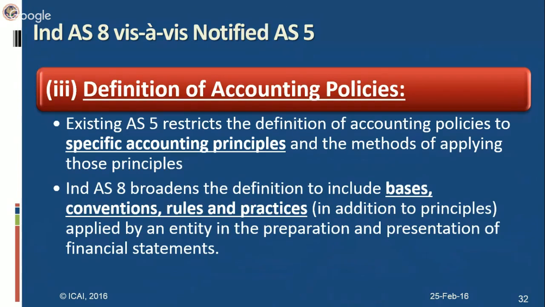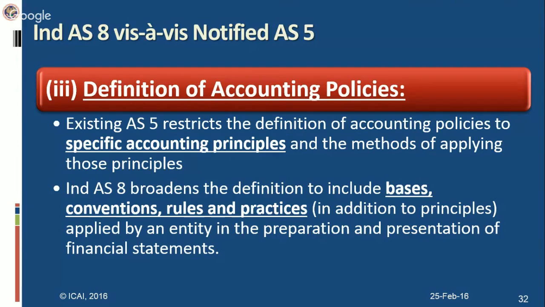Definition of accounting policies. Existing AS 5 restricts the definition of accounting policies to certain specific accounting principles and the methods of applying those principles. Existing AS 5 restricts the scope, restricts the definition, and hence the methods of applying the principles are also curtailed. We are not giving as many options, as many varieties of methods, which are given under Ind AS.